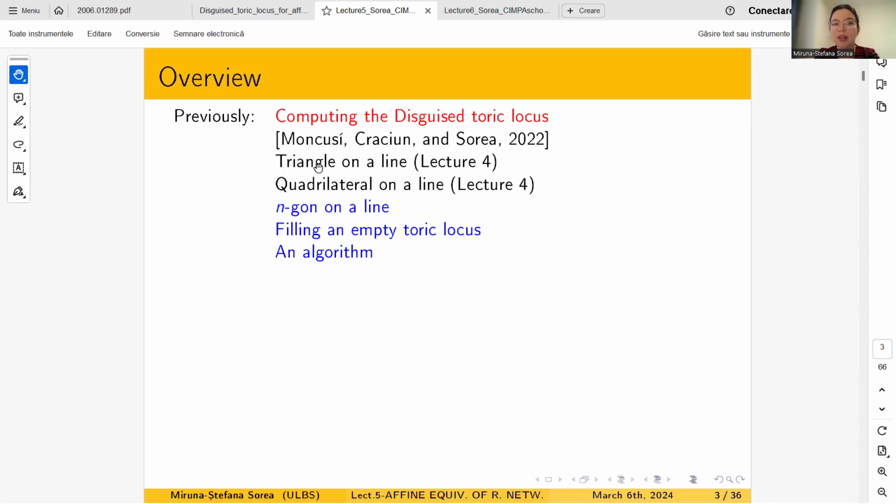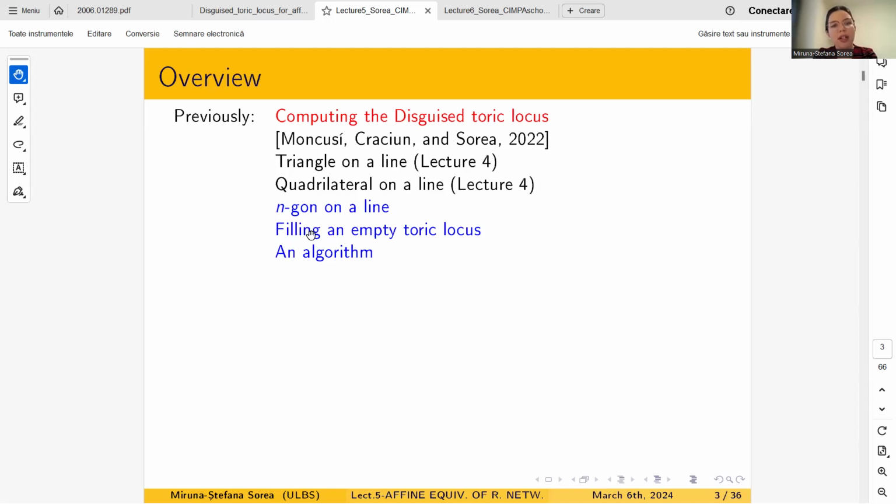But then, by using dynamical equivalence, we saw that actually for all reaction rates, so for all Ks that decorate the edges, the system coming from this network is complex balanced. So we saw a difference between the Lebesgue measure of the sets of the toric locus and the disguised toric locus. We checked the quadrilateral on a line also, which is going to be detailed in the tutorial. And also during the tutorial, I would like to mention briefly the n-gon on a line, because that's the generalization of the triangle and quadrilateral.